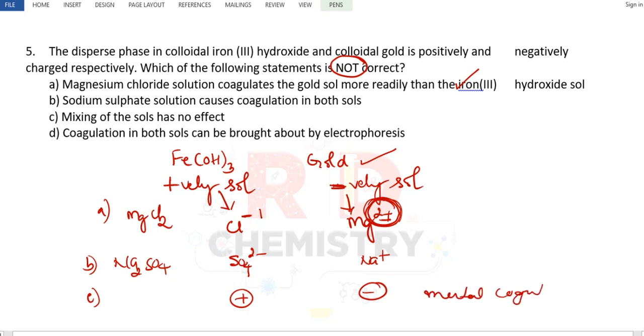Coagulation takes place, precipitation takes place. It has some effect, okay. So therefore C is the wrong statement they have given. Option D. Coagulation in both the sols can be brought about by electrophoresis. Possible, okay, right? So the answer is option number C here.